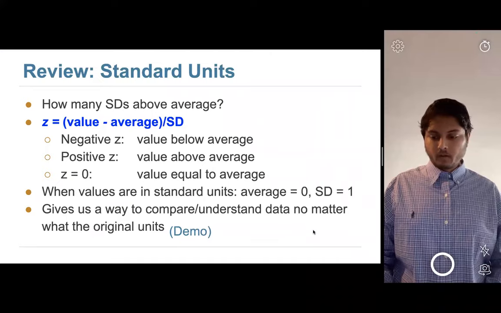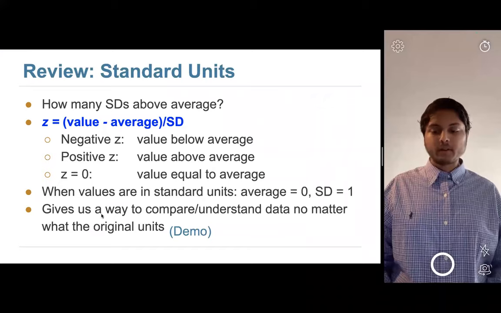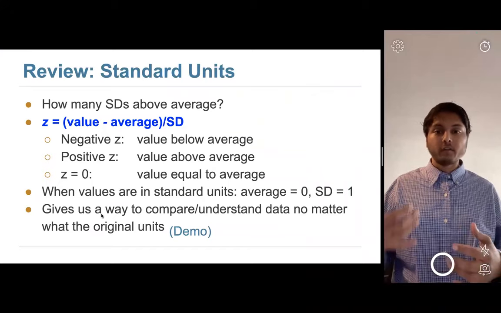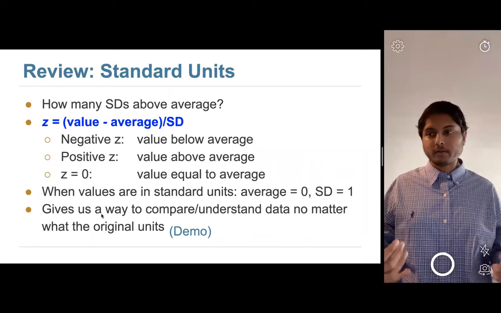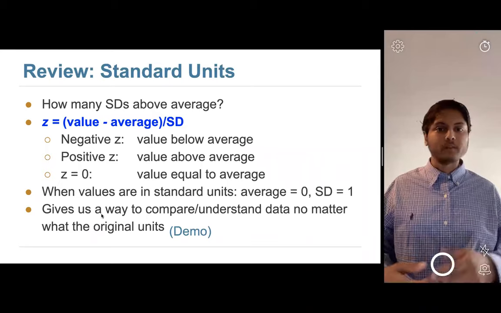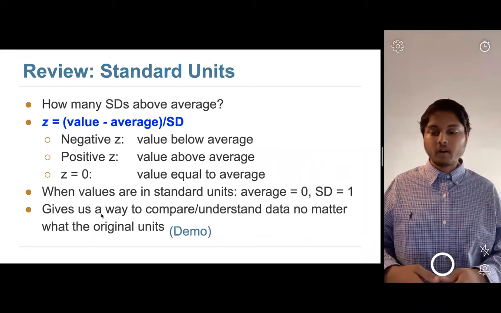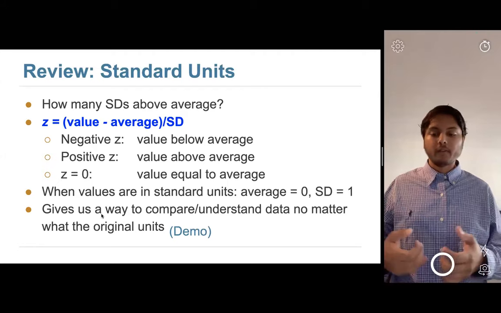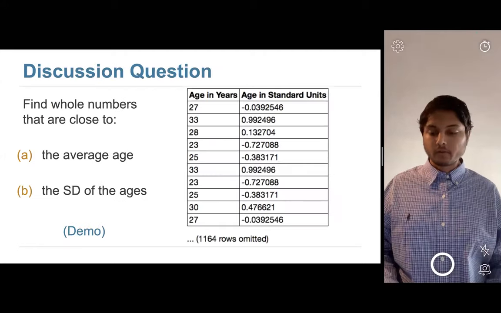Cool. Once again, the most important thing about standard units is it allows us to compare data no matter what the original units are. You have a midterm and a final. They're both in points, but the points mean very different things. The final weighs more. Maybe it was harder, maybe it was easier. Comparing things regardless of how those distributions were created is really what standard units allows us to do.